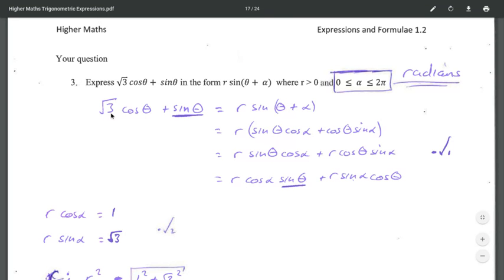Cos thetas, we have root 3 cos theta here. We have r sine alpha cos theta on the right-hand side of the equal sign, so r sine alpha equals root 3.